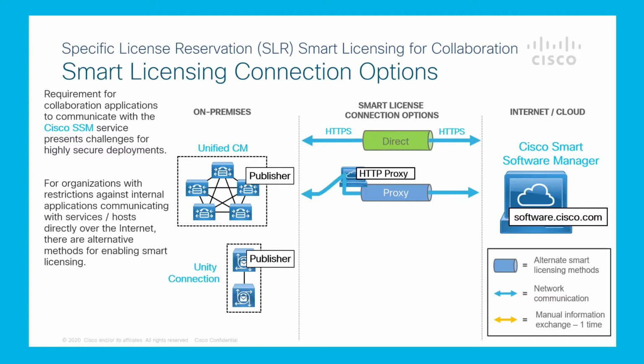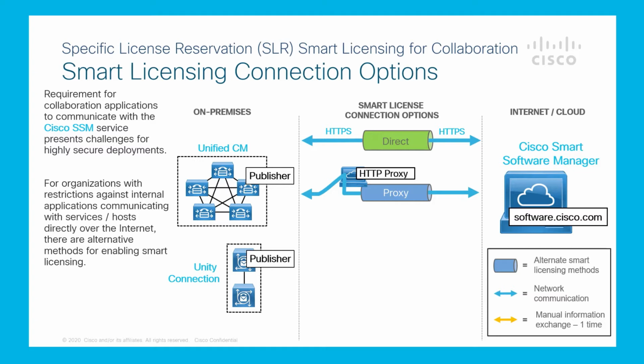This includes support for HTTP or web proxies on the connection to Cisco Smart Software Manager service. So this is great for customers that use secure proxies for their web and other internet traffic, as they can just point the smart licensing communication through the proxy.